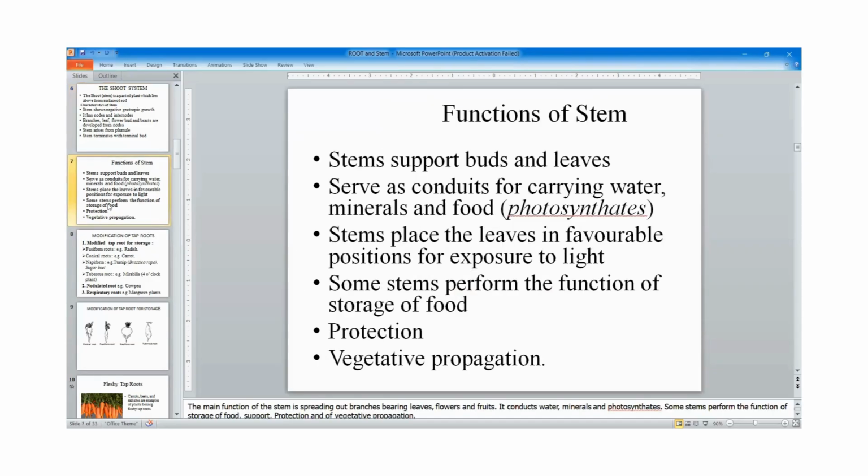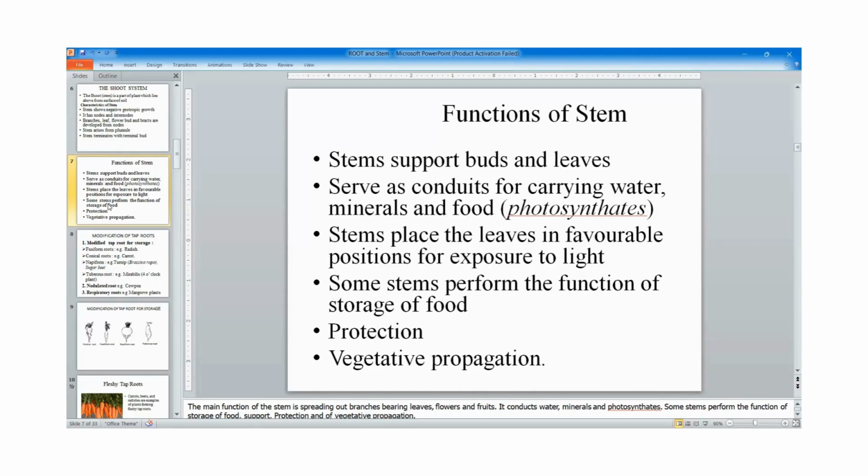Functions of stem. Stems support buds and leaves. Stems serve as conduits for carrying water, minerals, and food. That is photosynthesis. Stem places leaves in a favorable position for exposure to sunlight.